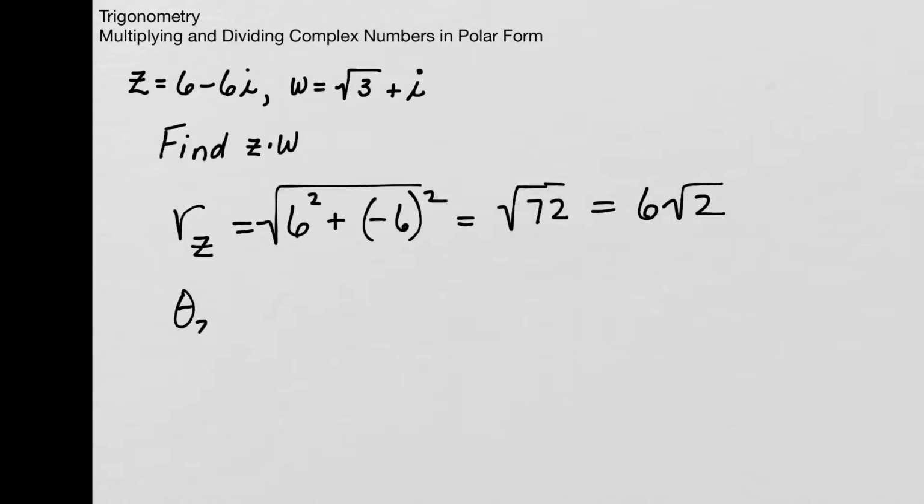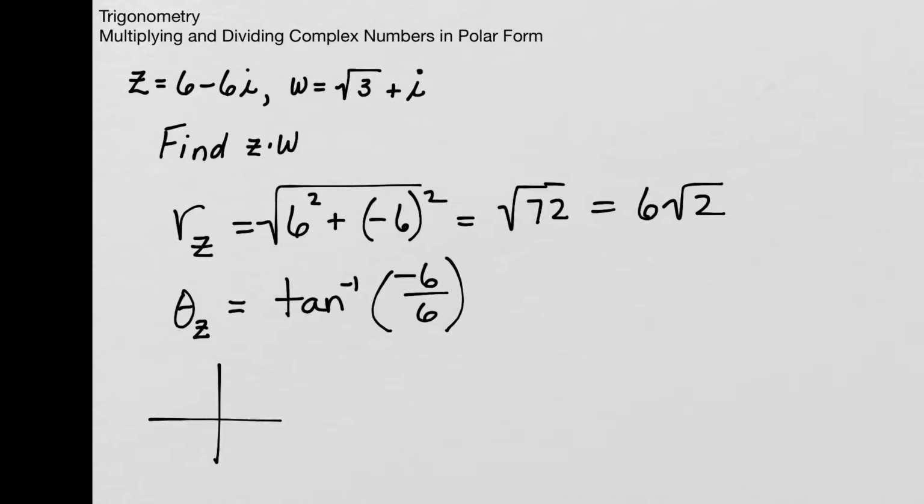And theta for z is the inverse tangent of negative 6 over 6. And what I want to do is check where this point, 6 minus 6i, is. So I want to find out what quadrant we're talking about here. And x is the 6, and y is the negative 6. So we're talking quadrant 4 here. So when I find the inverse tangent of negative 1, then I get a negative 45 degrees, or positive 315 degrees.